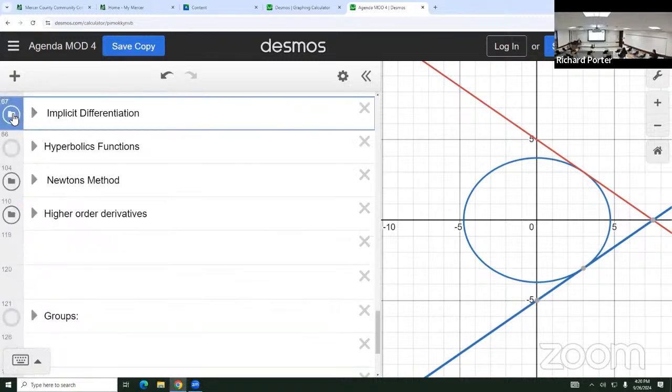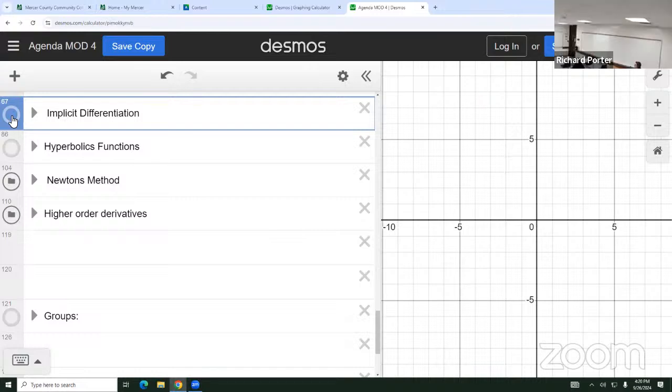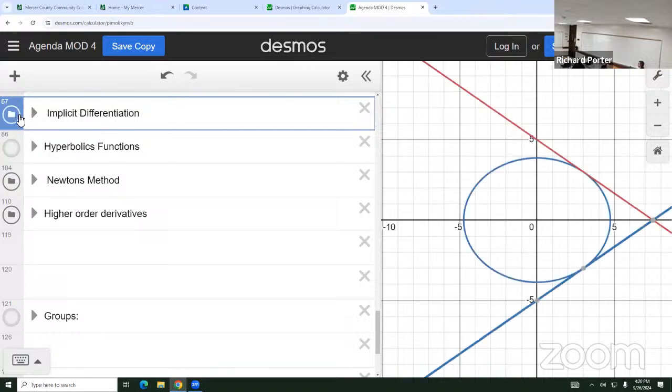We are going to use it to find inverses. We're going to use it next week when we're trying to find the inverses. I'm going to use implicit differentiation, but we don't do a whole lot with non-functions. That is not a function.